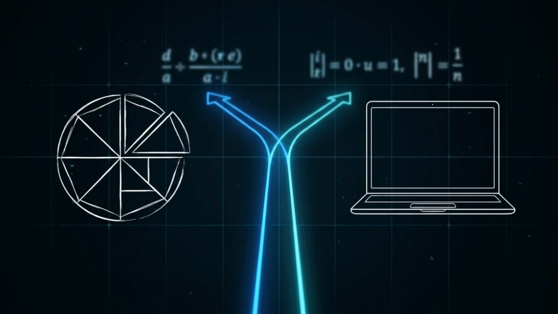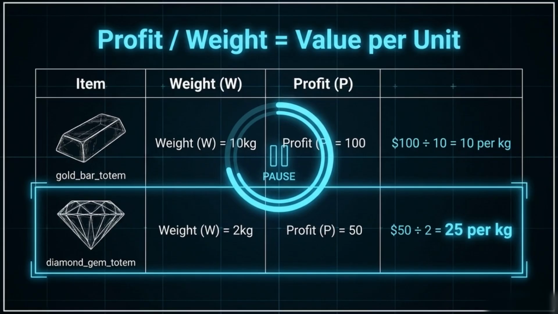to find your solution. A beginner's instinct is to use a greedy approach and simply pick the item with the highest total profit. Let's look at this comparison between a heavy gold bar and a lighter diamond. Pause here for a second and calculate. Which item provides more value if you only had exactly 1 kilogram of space left in your bag?